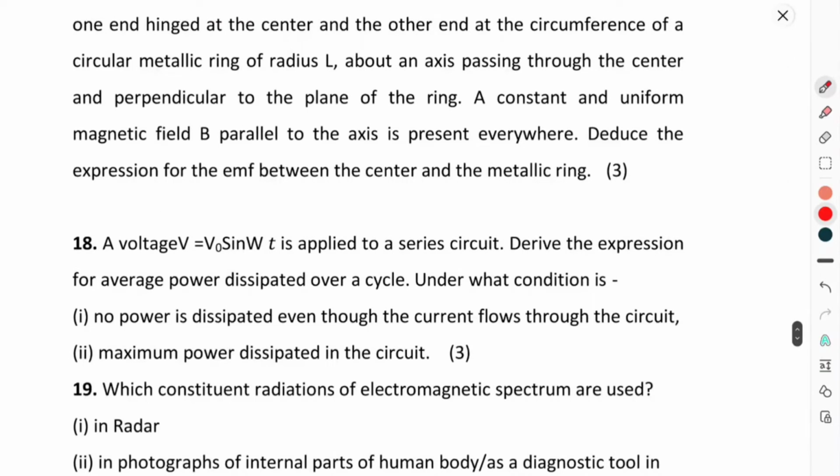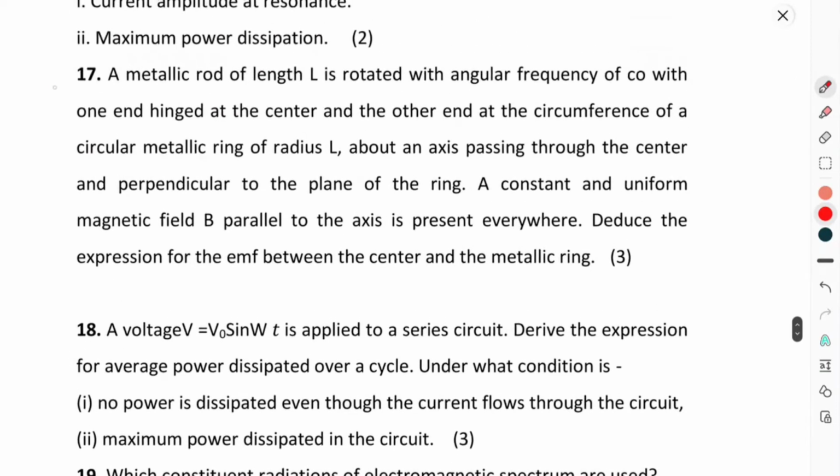Question number 17. A metallic rod of length L is rotated with angular frequency omega, with one end at the center and the other at the circumference of a circular metallic ring of radius L, about the axis passing through the center perpendicular to the plane of the ring. A constant and uniform magnetic field B parallel to the axis is present everywhere. Deduce the expression for the EMF between the center and the metallic ring.